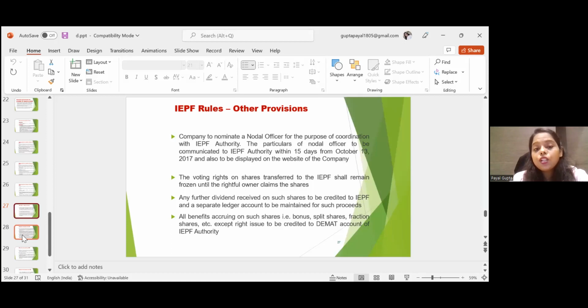Now we are talking about the shares. Every share contains a voting right, equity shares basically. The voting rights and shares transferred to IEPF shall remain frozen until the rightful owner claims the shares. Any further dividend received on such shares is to be credited to IEPF. Everything, dividend, bonus, splitting of shares, fractioning of shares, all those things will be applicable to those shares which are transferred to the IEPF account, except the rights issue. If any right has been given to the shareholder, it is not applicable to the IEPF authority on those shares which have been transferred to the IEPF.